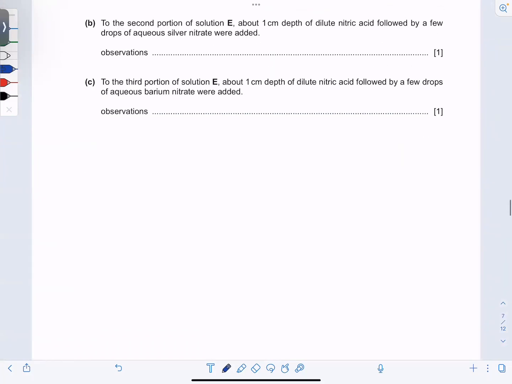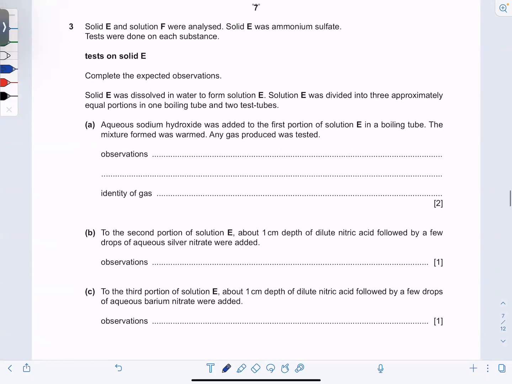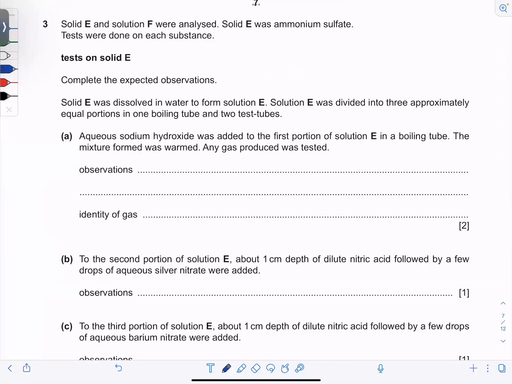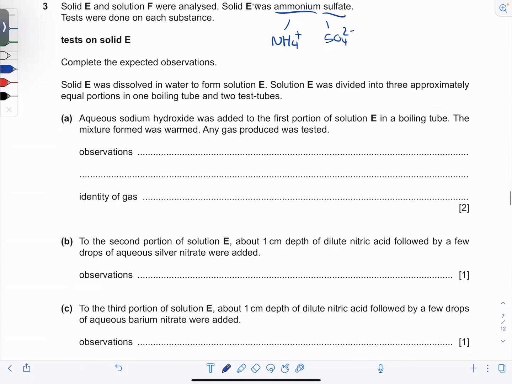Question 3 says solid E and solution F were analyzed. Solid E was ammonium sulfate. So the cation is ammonium. The anion is sulfate, and you will be given the table of cations and anions in this exam. So he's asking you to complete.